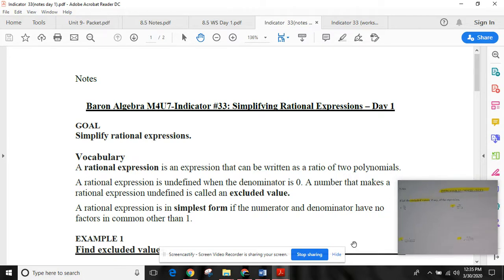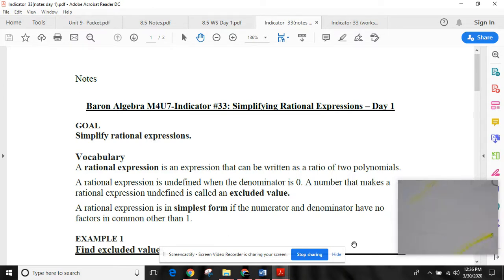See indicator 33 day one. I have some highlighted here in terms of what we're going to be looking at. So we're going to be looking at some excluded values. If we talk about excluded values, basically that would be just taking the denominator and setting it equal to 0 and then just solving it. So we get 5x equals 15, add your 15, then divide by 5, so x equals 3. So that would be a value that we'd want to exclude. Why? Because if we put that 3 in, and our denominator equals 0, we can never have a denominator of 0. That means it's undefined.